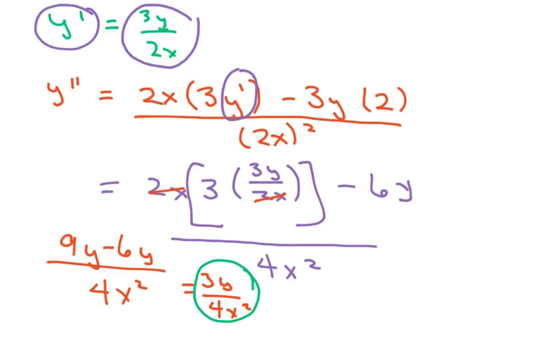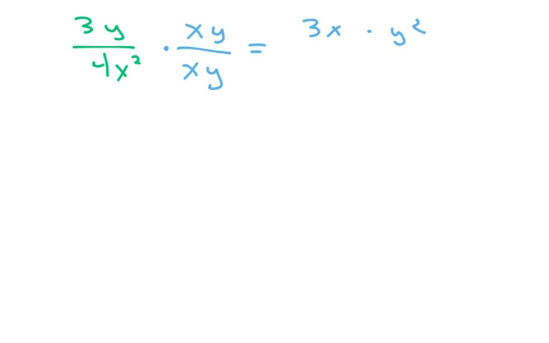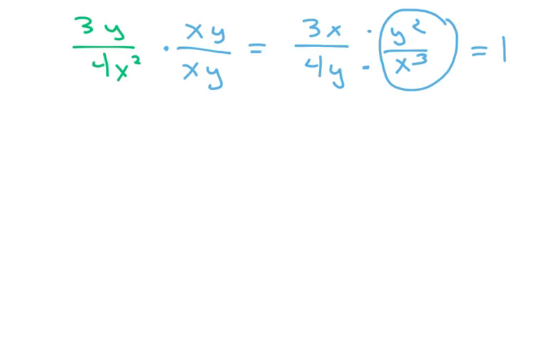Okay, now this is the part you're not going to like, but I'm going to simplify this even further. Right on the next page, we have 3y over 4x squared, and I'm going to do the same thing I did before. I'm going to multiply this by xy. And when you do this, you're going to get 3x times y squared over 4y times x cubed. And I already stated that this right here equals 1. So our final answer, simplified, would be 3x over 4y.